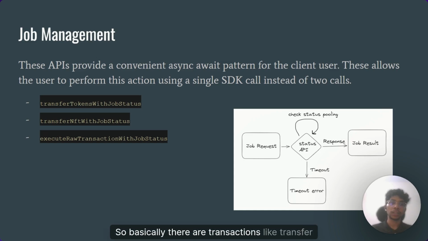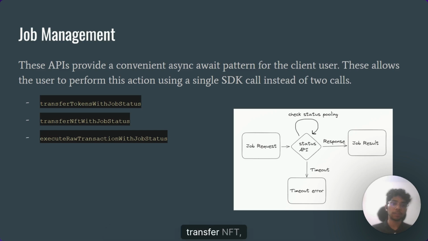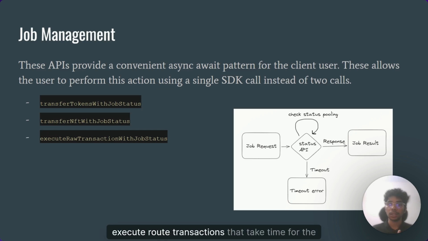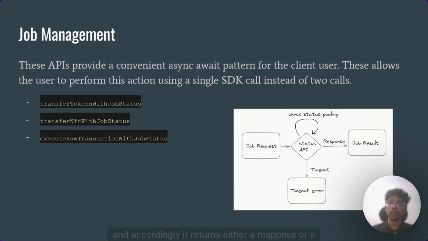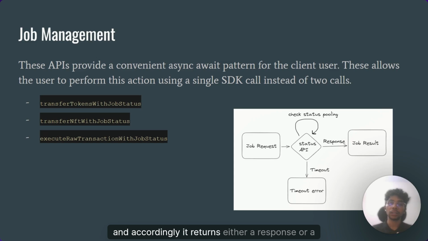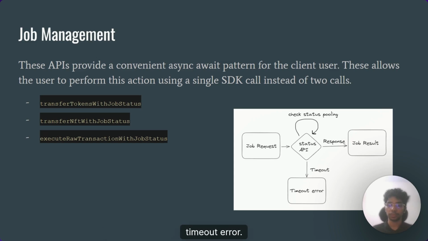So basically, there are transactions like transfer tokens, transfer NFT, execute raw transactions that take time for the blockchain to process them. So this can be broken into two functions. We have a function that requests the job, and we have a function that checks whether the job is complete. So the status polling API does this. It takes the job request, it keeps checking whether the status is complete, and accordingly it returns either a response or a timeout error.